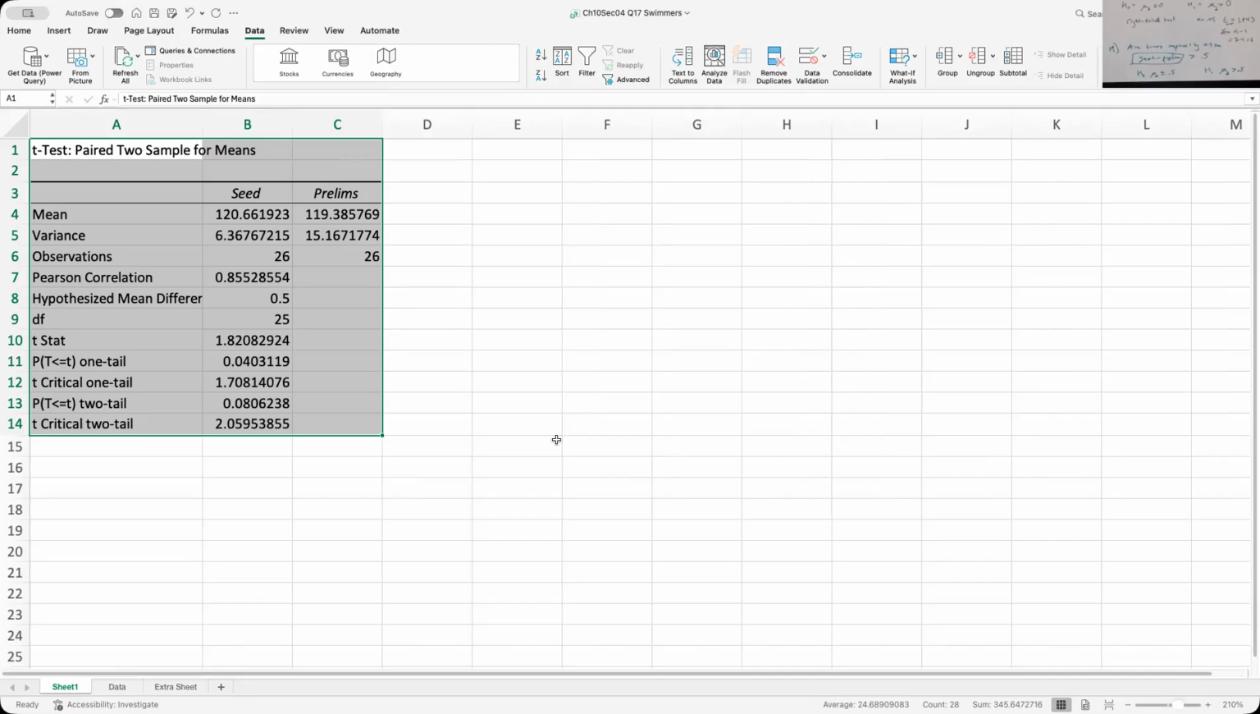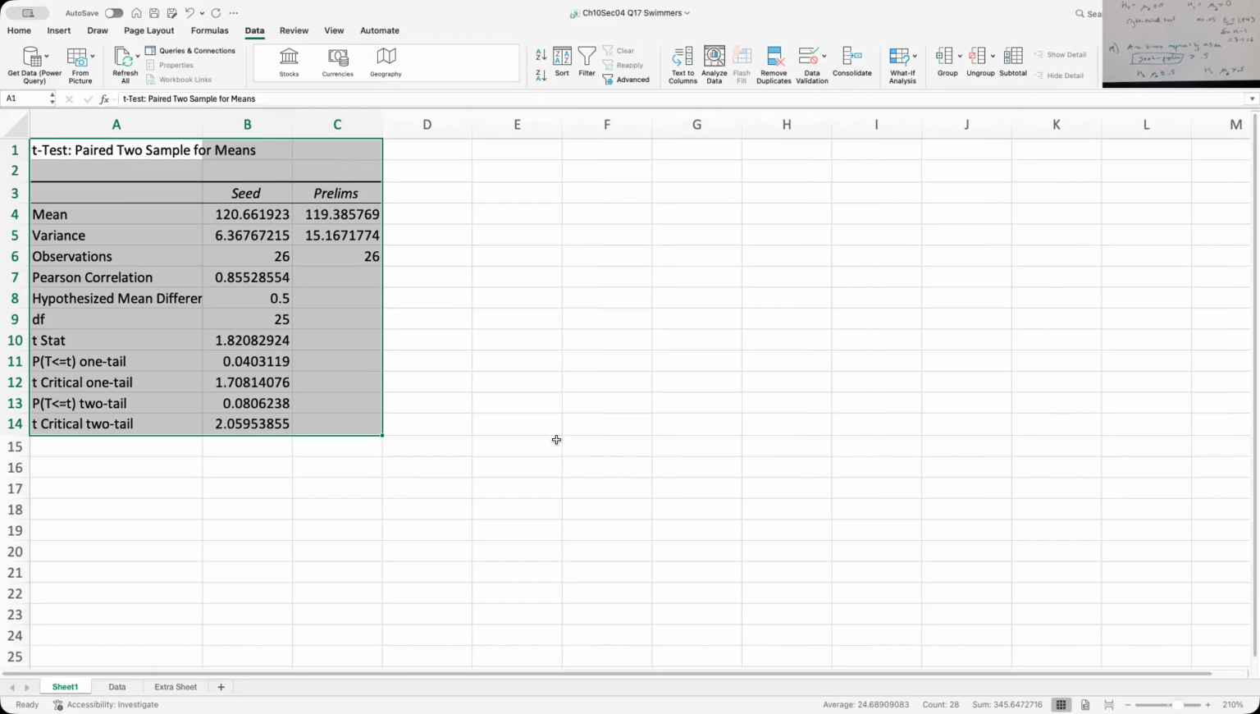The difference in swim behavior at the championship match is statistically significant above 0.5 seconds increase. The data does support the coach's assertion.